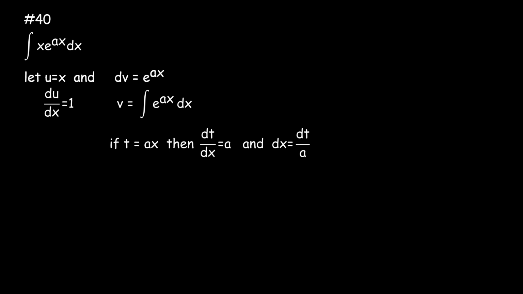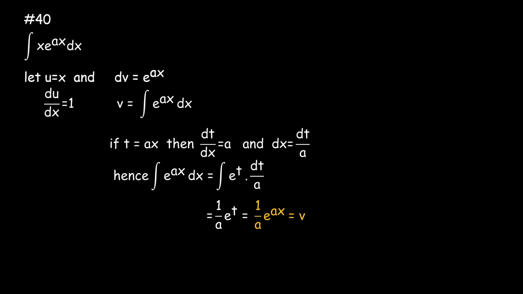So the explanation is, if t is equal to ax, then dt by dx is equal to a, and dx is equal to dt over a. Obviously, we use a change of variables, and we will get integral of e to the power t dt over a, and finally 1/a e to the power ax as v, right? Now we're going to substitute into the formula, and we should get our answer: x times 1/a e to the power ax minus integral of 1/a e to the power ax dx.